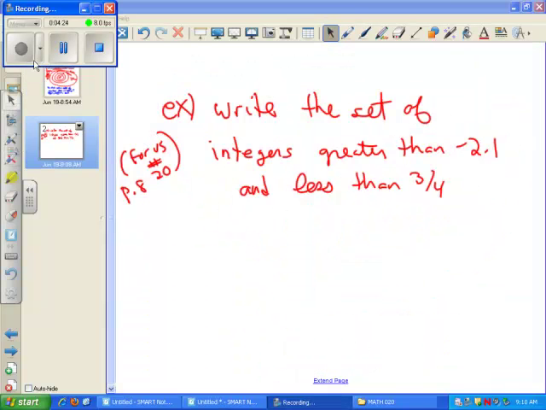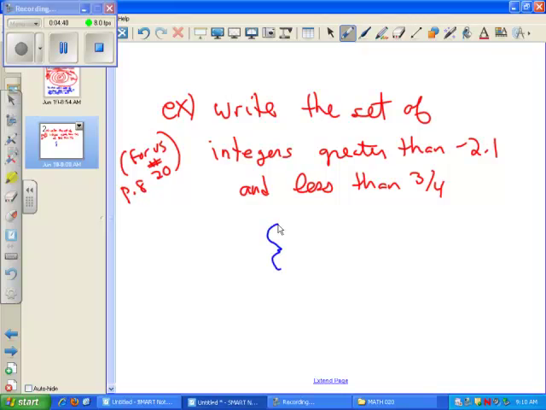Give it a shot. All right, so in the next example, we're going to write the set of integers greater than -2.1 and less than 3/4. Now I'm going to give you a little push. When you write a set, what do you need in terms of set notation? Curly braces, yeah. So the first thing we say is curly braces. So when you think about a set of numbers, curly braces, a list of numbers separated by commas.